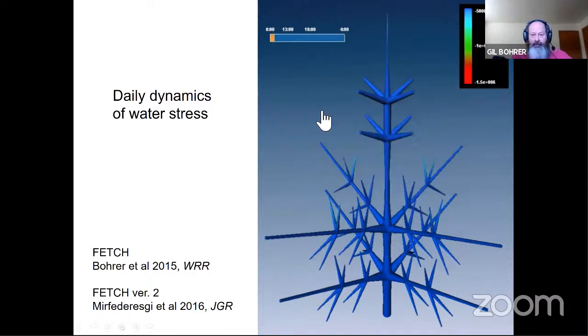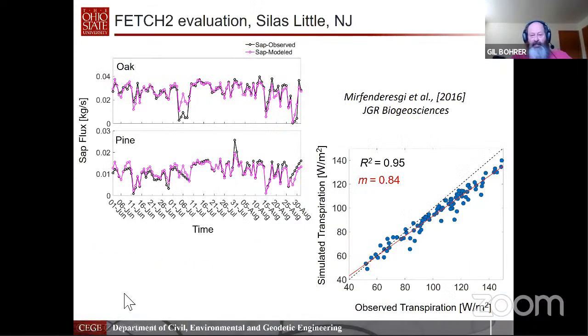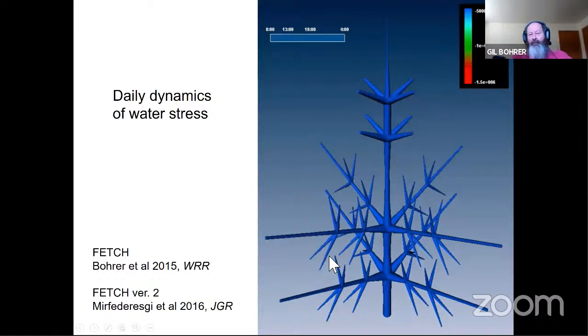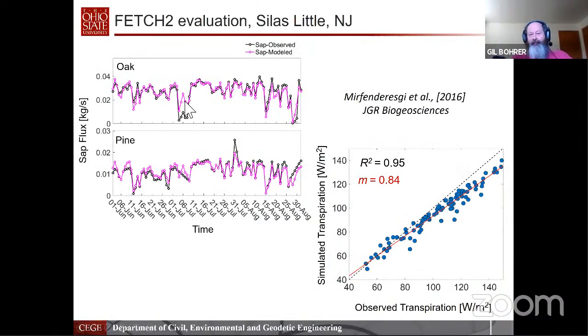the long branches and the top of the tree get very stressed, and then in the afternoon, stomata close, the sun goes down, and roots recharge everything back. And we can apply a simplified version of that, that's FETCH2, which has only a single beam for the stem, and we show that that can improve our estimates of evapotranspiration in a forest plot.